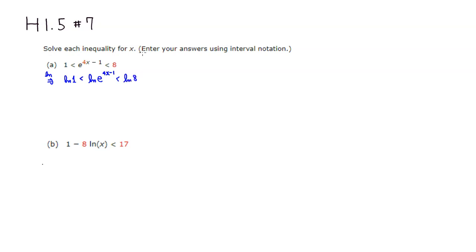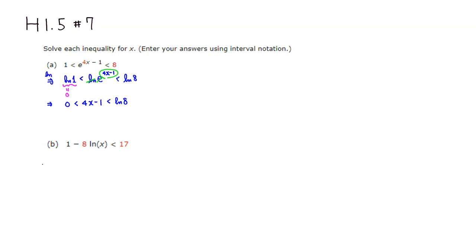Then we know that natural log of 1 is 0. If you're plugging 1 into a log function, it's always 0. Right here, we can cancel the natural log and the exponential function. You're left with 4x minus 1, and there's not much you can do with this one. So clean it up. You're going to get 0 is less than 4x minus 1 less than natural log of 8.